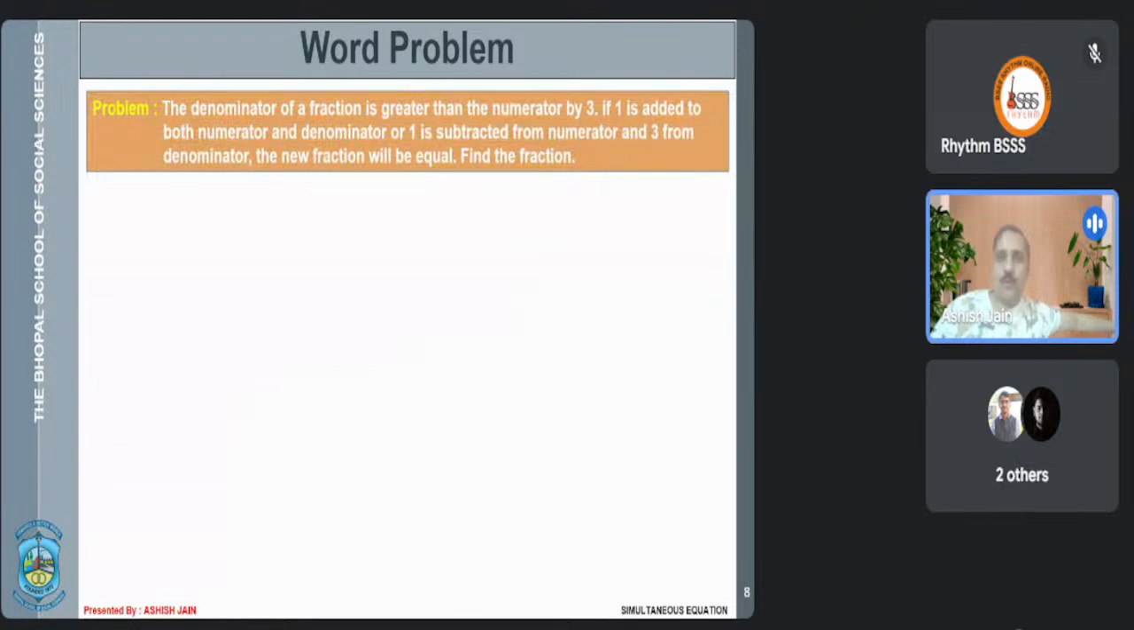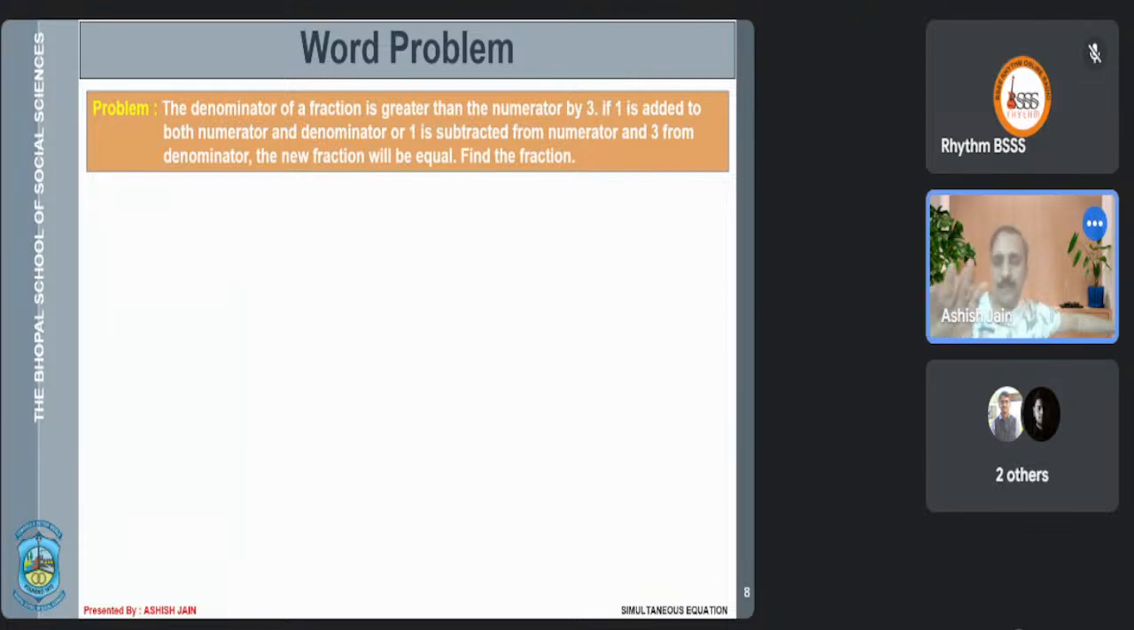We'll take one more problem. The denominator of a fraction is greater than the numerator by 3. If 1 is added to both the numerator and denominator, or 1 is subtracted from the numerator and 3 from the denominator, the new fraction becomes equal. You have to find the fraction.